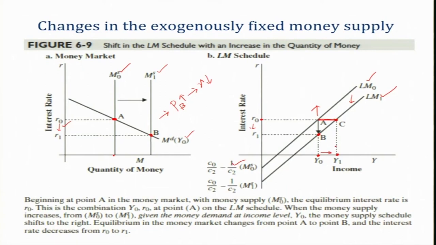So in sum, an increase in money supply, what we can see from this diagram, is that an increase in the money supply shifts the LM schedule downward and to the right. Similarly, if there is a decrease in money supply, suppose money supply decreases like this, say M2S, in this case the rate of interest will increase.